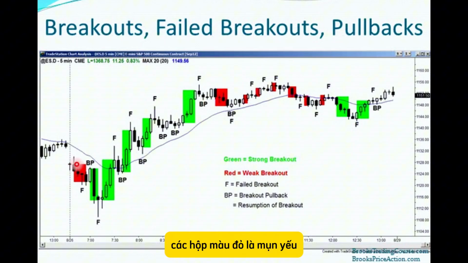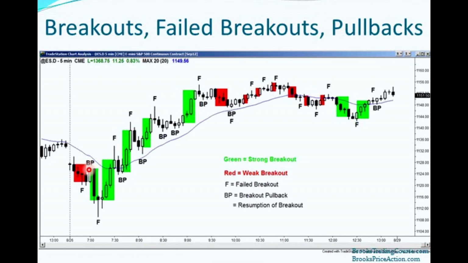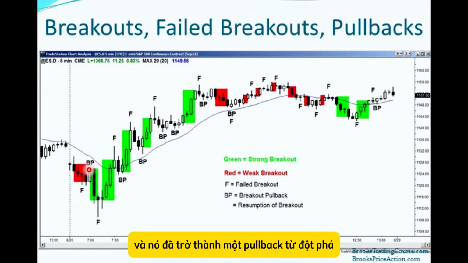The red boxes are weak breakouts. Remember, every trend bar is a breakout. So here's a breakout attempt, another one, and here's the failure, the big tail. The market tried to go up, didn't go very far, and it became a pullback from the breakout.